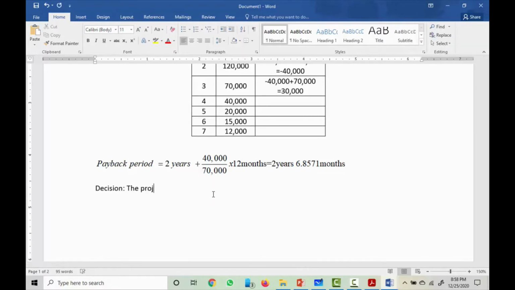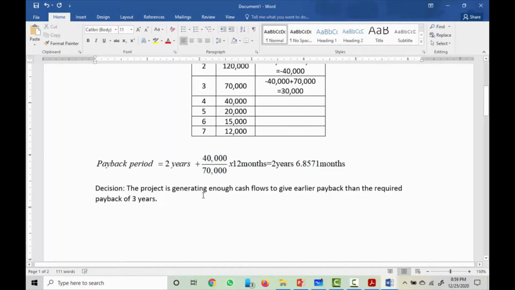So that means the project is generating enough cash flows to give an earlier payback than the required payback of 3 years.